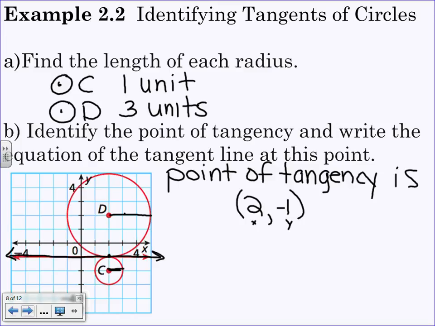Okay, now, our tangent line that they drew in for us, is it horizontal or is it vertical? Vertical? I don't know. Horizontal. The horizon, when you're standing on top of a mountain, you're looking out at the horizon. It's flat. So if the line is flat, it's horizontal. If it goes up and down, it's vertical. Okay, so it's horizontal. So what form is our equation going to take? Y equals.